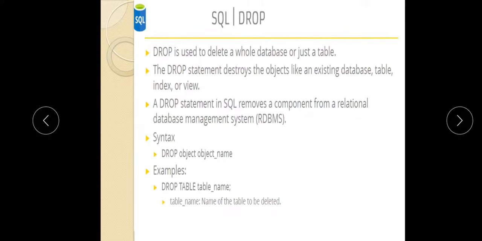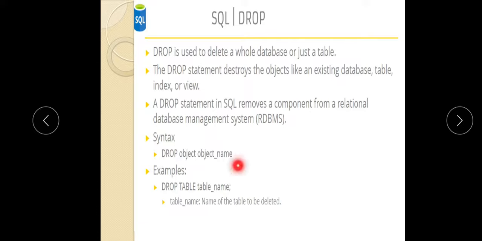Okay, next one is drop table. How can we drop the table? Drop means eliminate the complete table. All the structure of the table will be eliminated. So drop is used to delete the whole database or just a table. The drop statement destroys objects like an existing database, table, index, view, anything. Okay, everything. So when we perform a drop table command, all the things associated with that table will be completely removed. Okay, all the components related to that table will be removed.